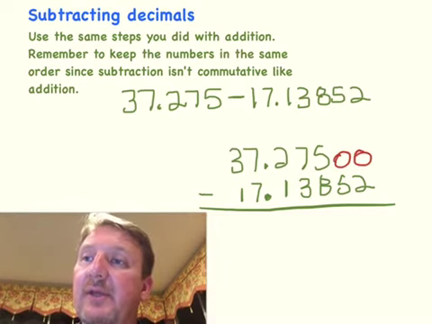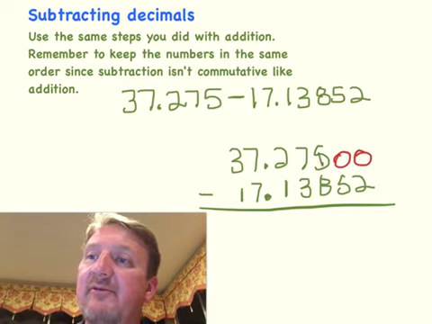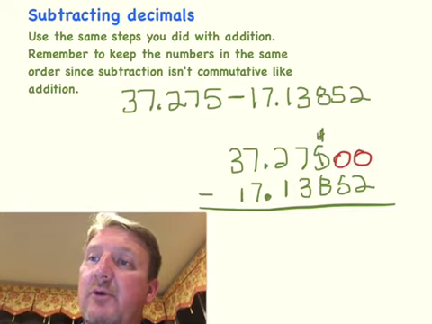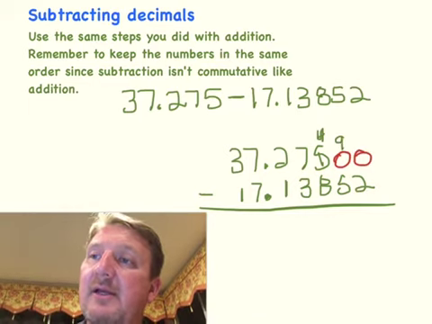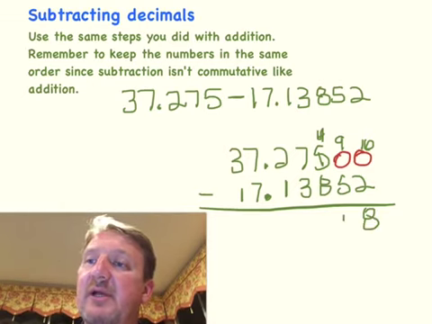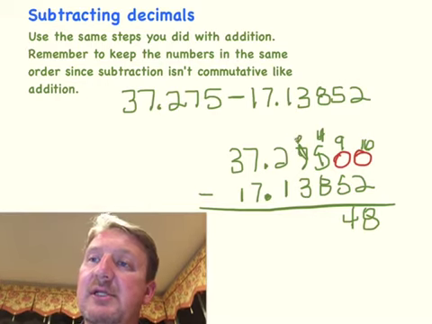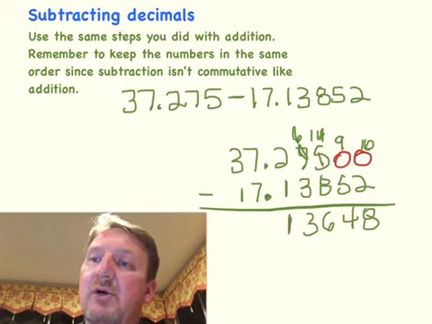Add the 0. I have to borrow from the 5, and that becomes a 4. This becomes a 9, and that becomes a 10. 2 from 10 is 8. 5 from 9 is 4. 8 from 4 I can't do, so that becomes a 6, and that becomes a 14. 8 from 14 is 6. 3 from 6 is 3. 1 from 2 is 1.